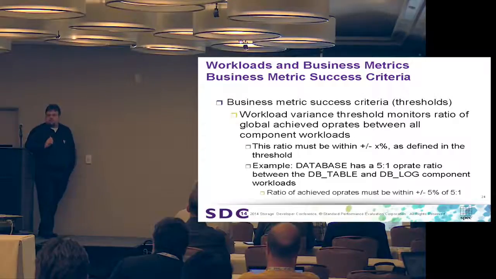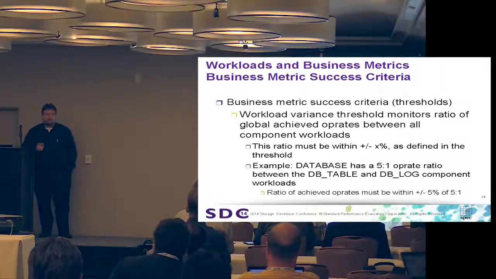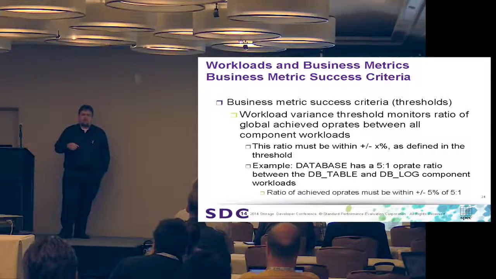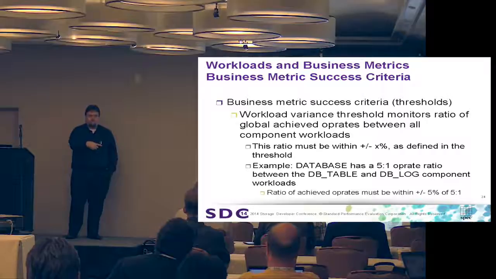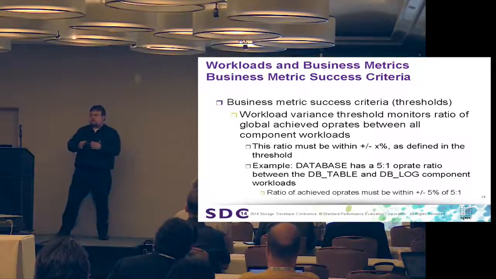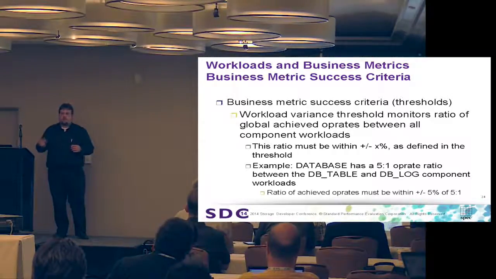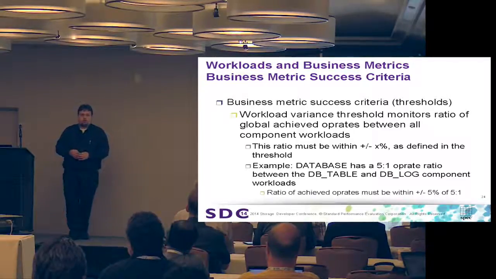The last threshold, which is a hard one to talk about, is the workload variance threshold. If you have multiple component workloads, for example, our database workload has both a table workload and a log workload, there's a defined ratio between the operates that those component workloads will try to do. So this threshold says you can't be more than X% off from that defined ratio with your achieved operates for each of the component workloads.